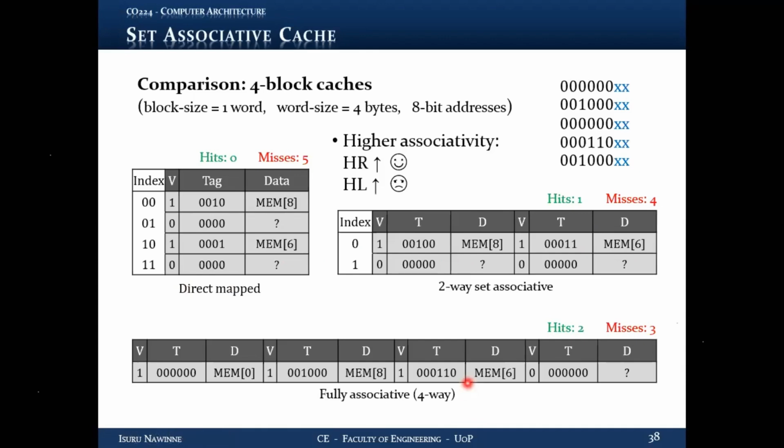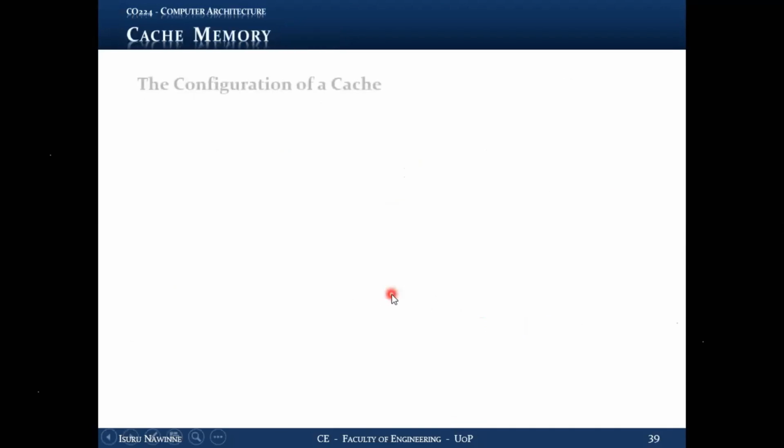So better performance always comes at a cost. As with everything, you have to pay something to get something. So you have to trade off your power and cost in order to get better performance. So this is one of the commonly used techniques, associative caches, right?